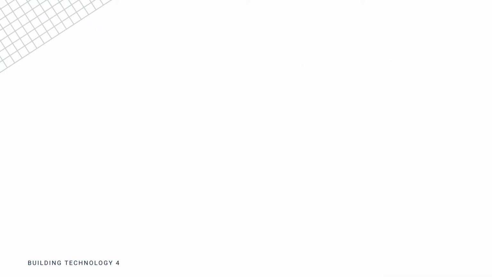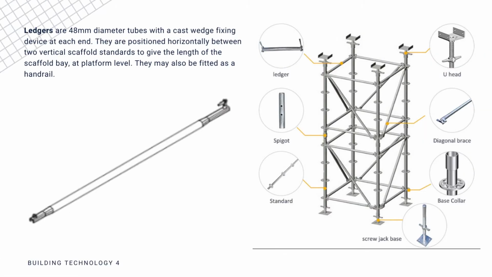So first there is the ledger. Ledgers are 48 millimeter diameter tubes with a cast wedge fixing device at each end. They are positioned horizontally between the two vertical scaffold standards to give the length of the scaffold bay at a platform level. They may also be fit as a handrail. Okay, so we can see in our picture where the ledger is located.